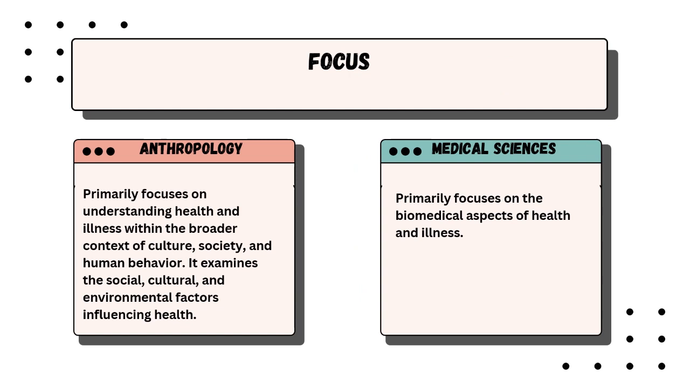Anthropology primarily focuses on understanding health and illness within the broader context of culture, society, and human behavior. Whereas medical sciences primarily focus on the biomedical aspects of health and illness. So this is a very key difference. That is, anthropology studies how culture and disease are interrelated, whereas medical sciences studies only the biomedical aspects.